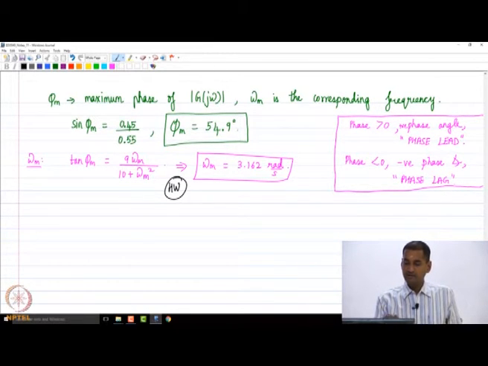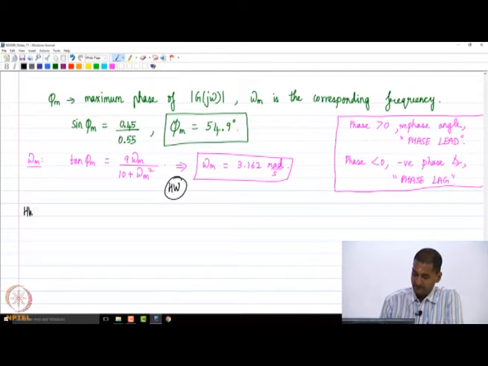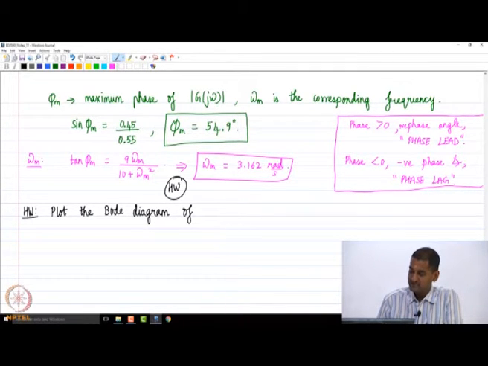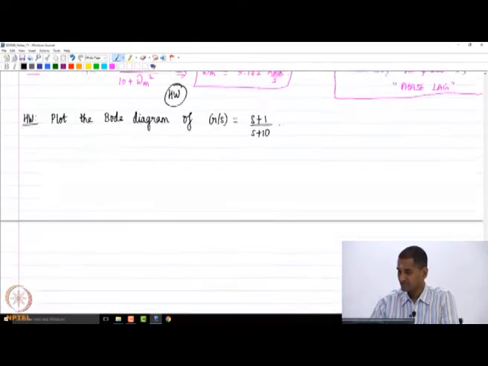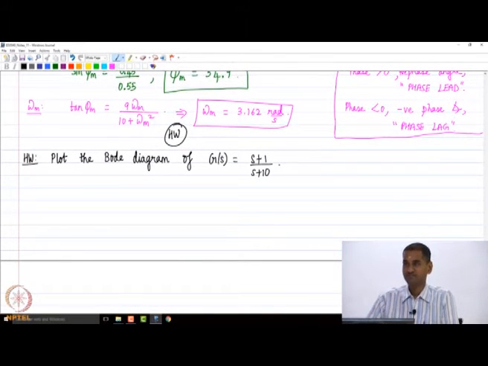One more thing: I am going to leave you with another homework problem. Plot the Bode diagram of this G(s), which we took as (s plus 1) divided by (s plus 10). The same transfer function, plot its Bode diagram. Please do this as homework and compare.